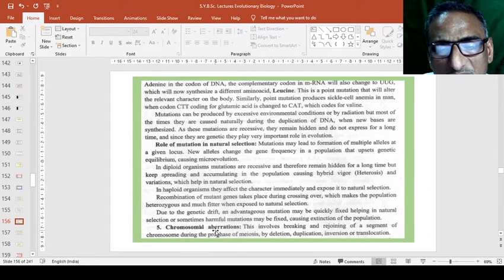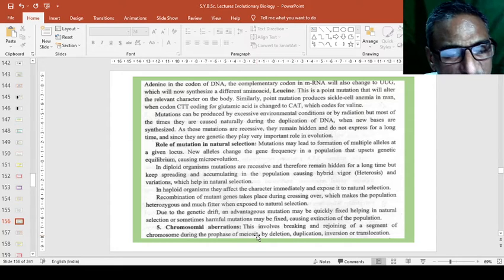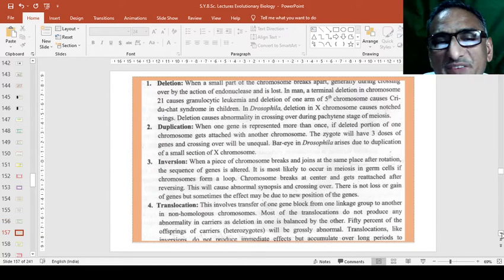Then chromosomal aberrations like deletion, duplication, inversion and translocation. These are the different events that occur after linkages in crossing over, and in these processes some genes may be left behind, broken or lost. So these are the changes.